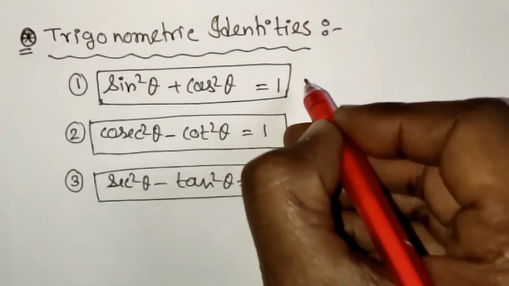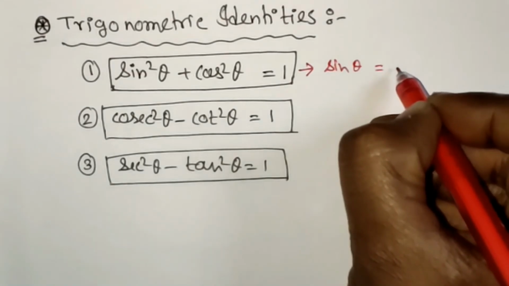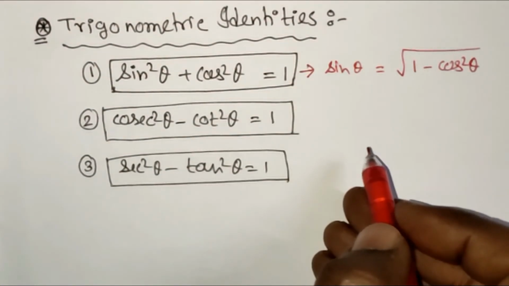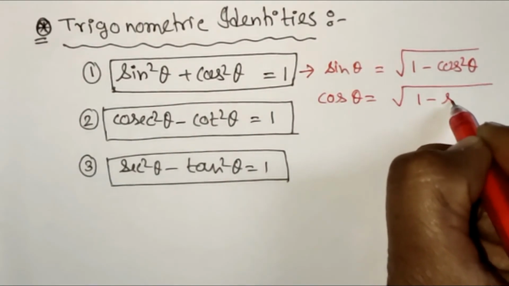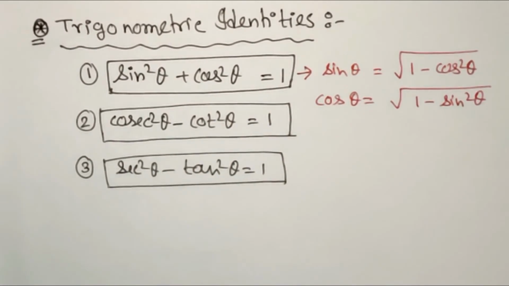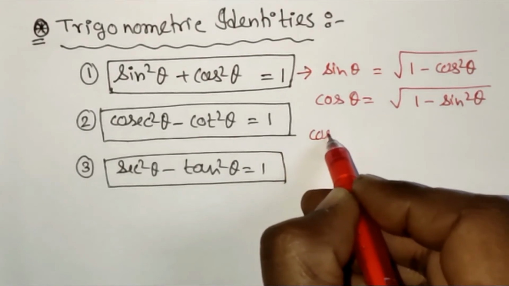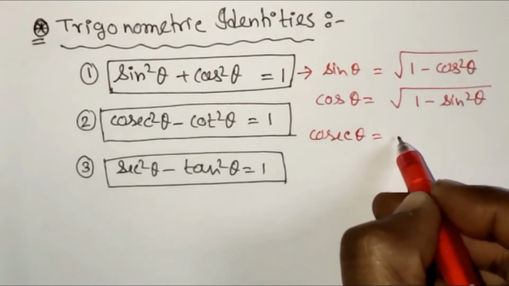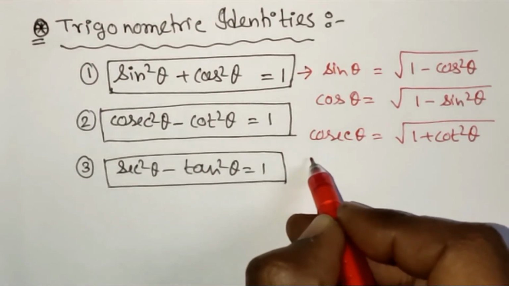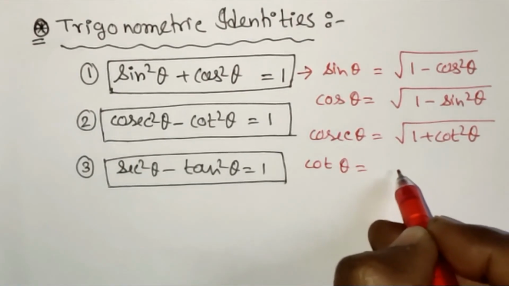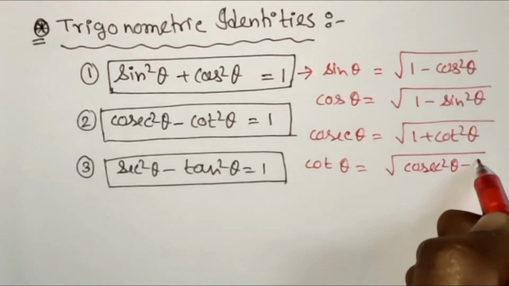From these identities, we can find out the value of sin theta. Sin theta is equal to root over 1 minus cos square theta. Similarly, we can write cos theta equals root under 1 minus sin square theta. From this identity, similarly we can find out cosec theta, which is equal to root under 1 plus cot square theta, and cot theta equals root under cosec square theta minus 1.